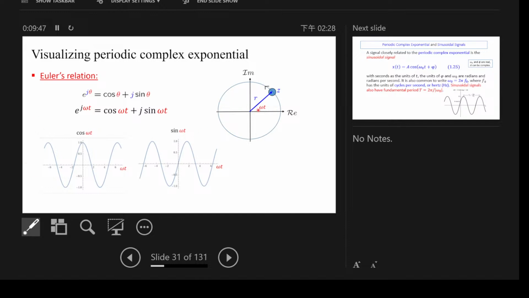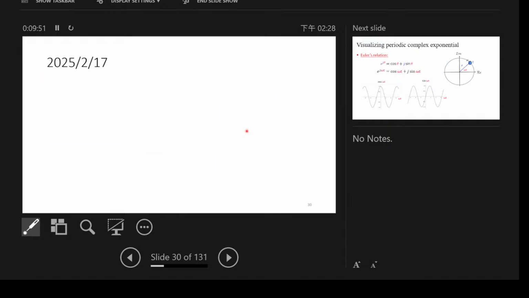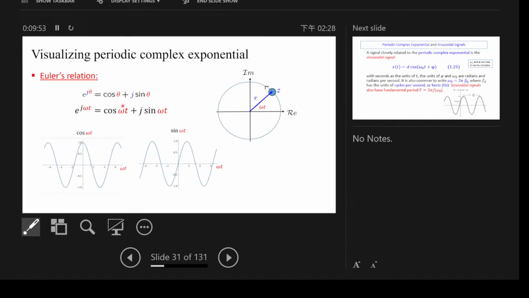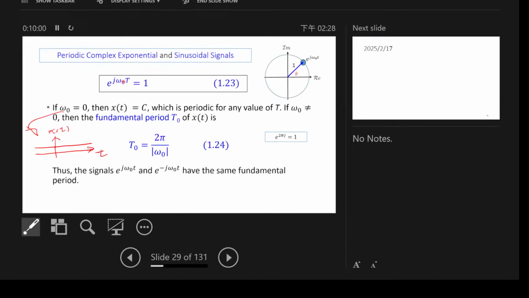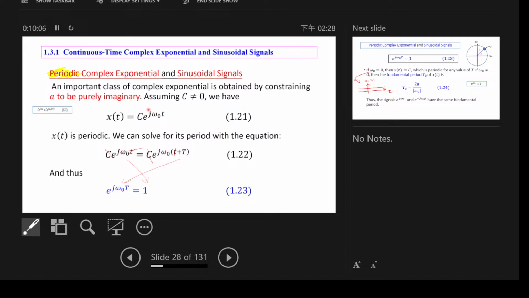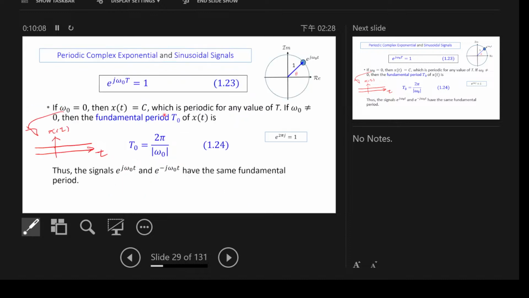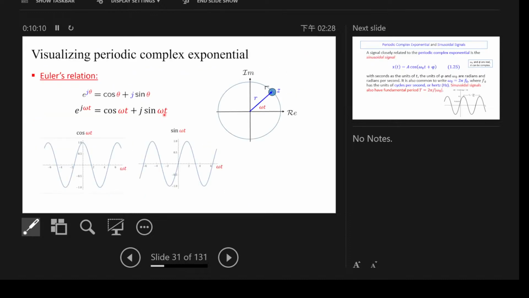So why is this thing periodic? Think about e to the j theta. Back to this picture: from Euler's relation, we have e to the j theta, where theta will be omega naught t. Our function is e to the j omega naught t, so our function is basically some constant times e to the j omega naught t.